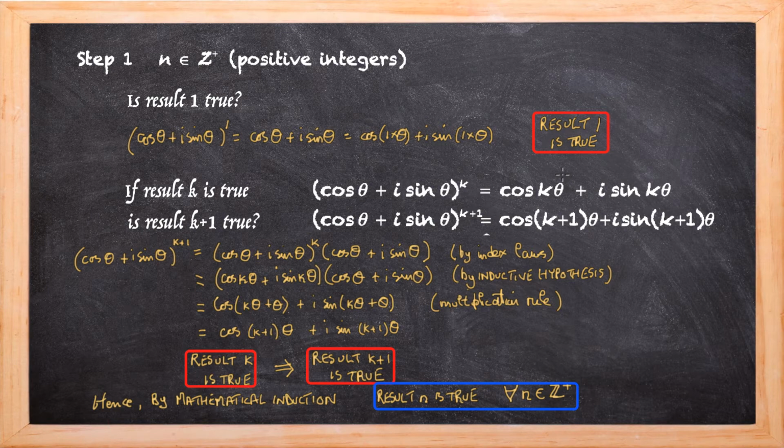So let's move on to step 2, which is the special case when n equals 0. So let's now look at what that result would be. We would have (cos theta plus i sine theta) raised to the power 0. That would equal cos, and remember the index goes down and becomes a factor of the argument, so it would be cos 0 theta plus i sine 0 theta.